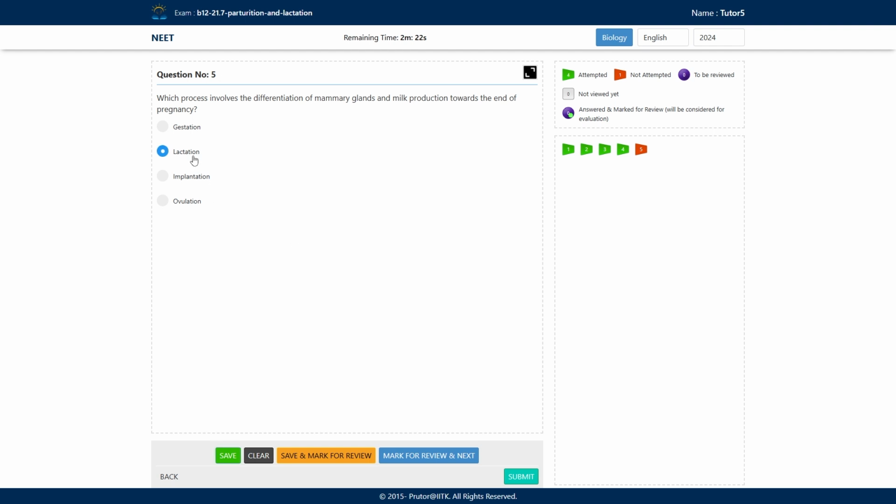Here the correct answer will be option number B, lactation. Lactation is the milk production by the mammary glands. So the mammary glands get differentiated during the pregnancy, and after the childbirth they start producing milk. This milk is produced by the alveoli cells. So differentiation of mammary glands leads to milk production, and this happens after the childbirth.